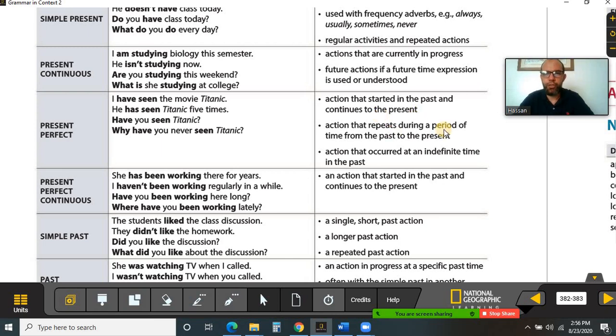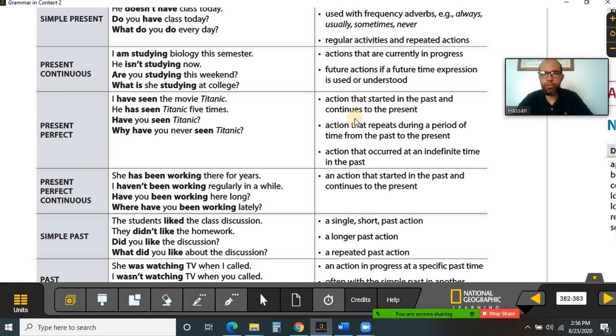Now let's talk about the usage. Okay, so we use the present perfect tense, as I mentioned, to talk about an action that started in the past and continues to the present. When we say, for example, I have just finished the homework, this means that the action started in the past and continues to the present now. I have just finished now.